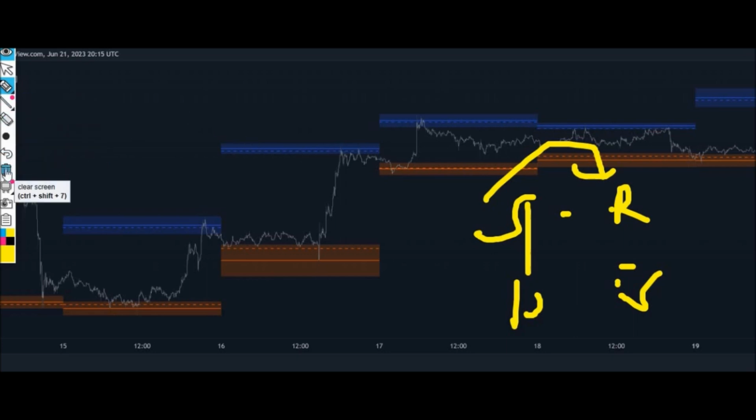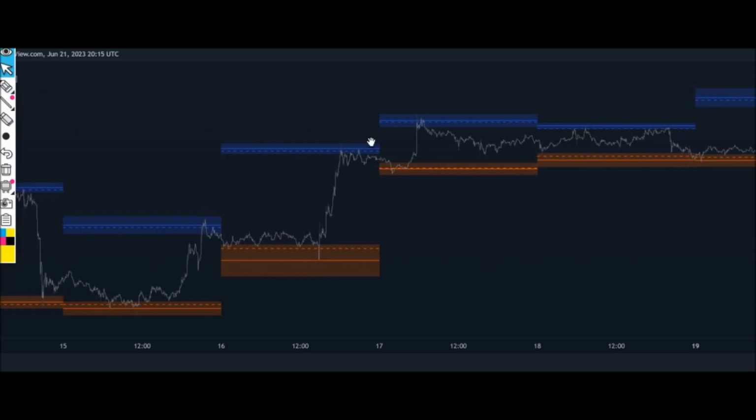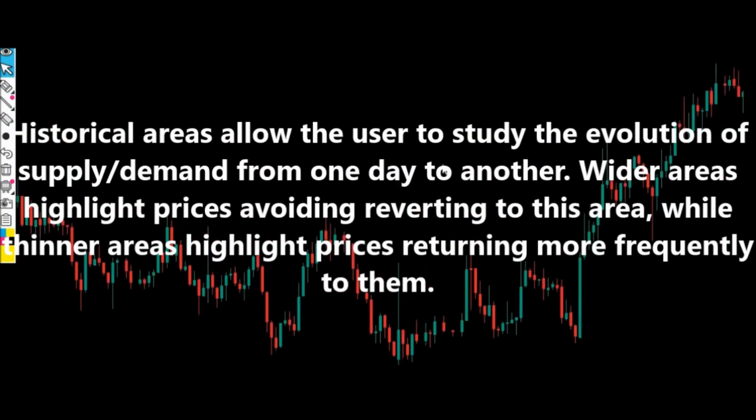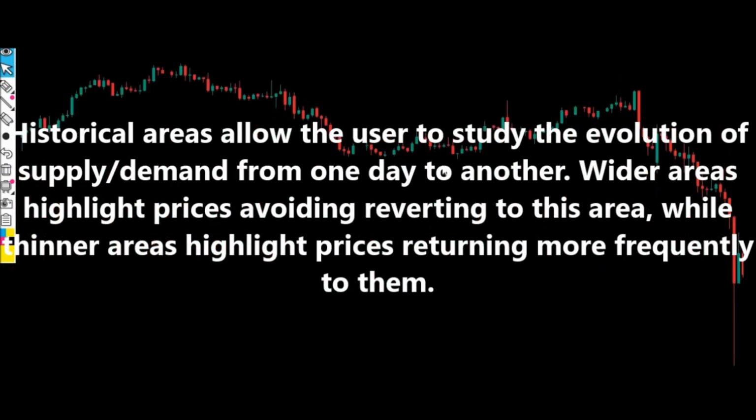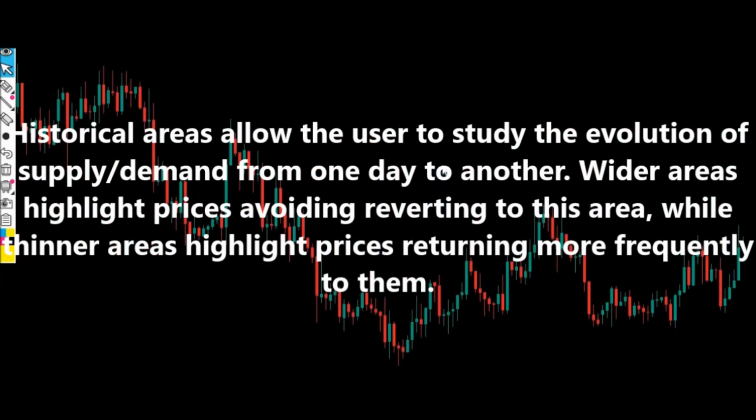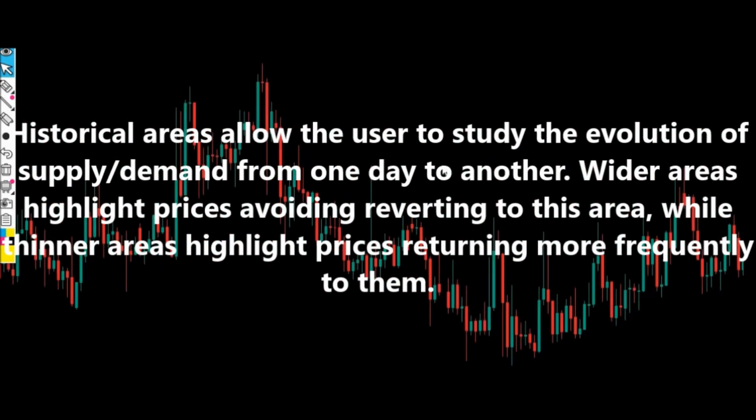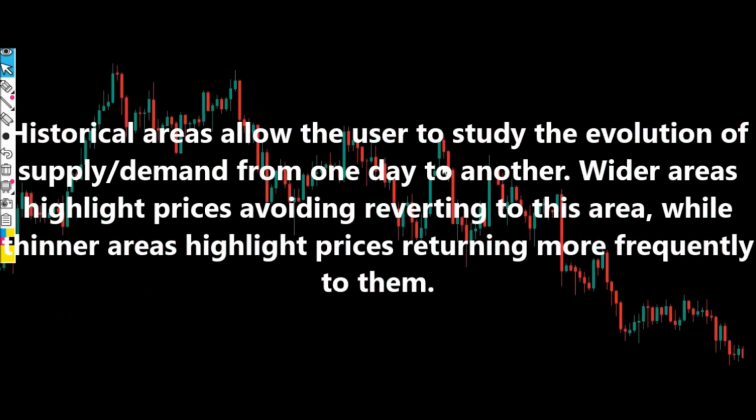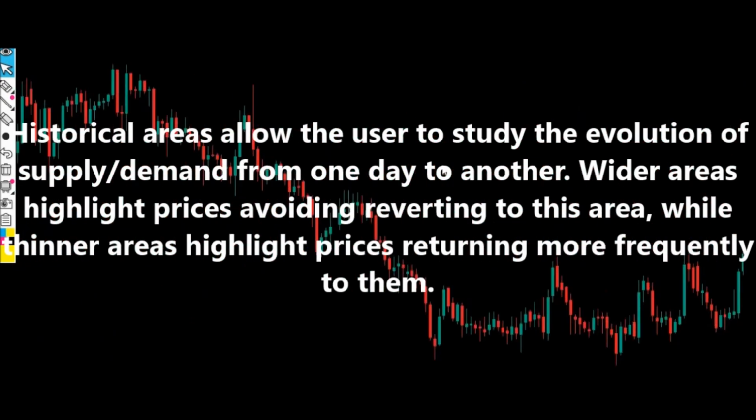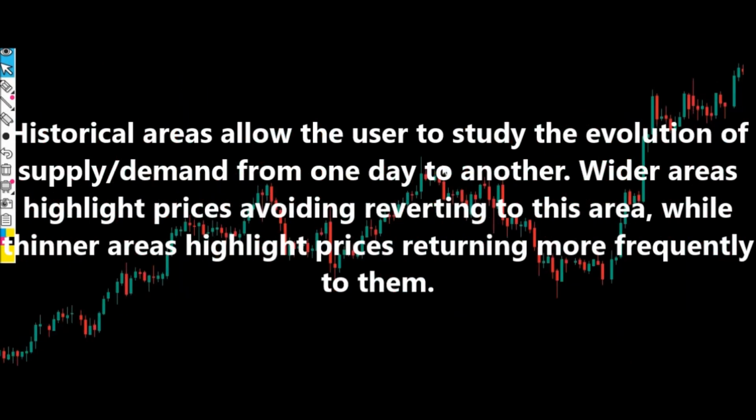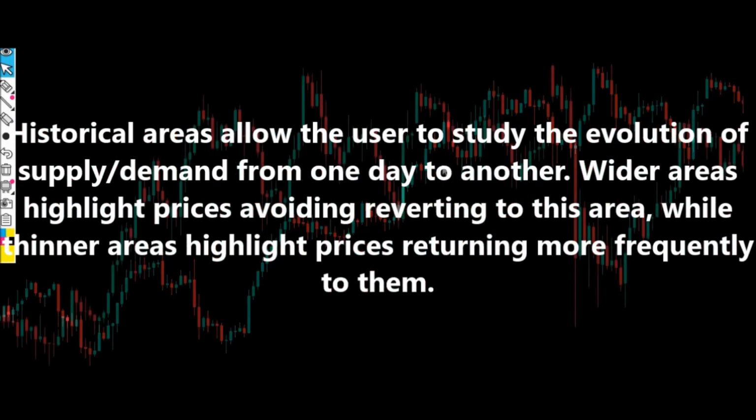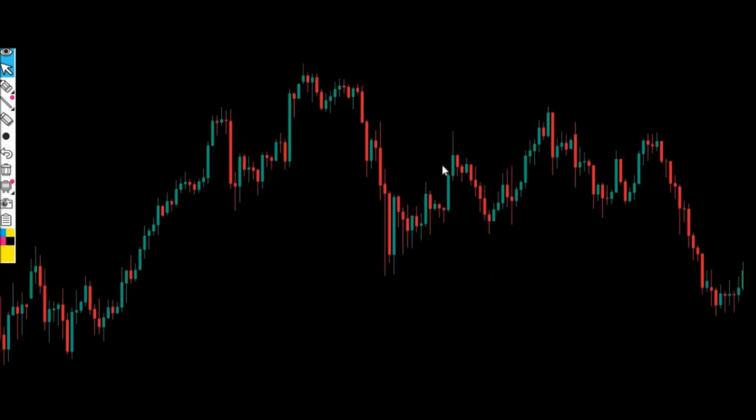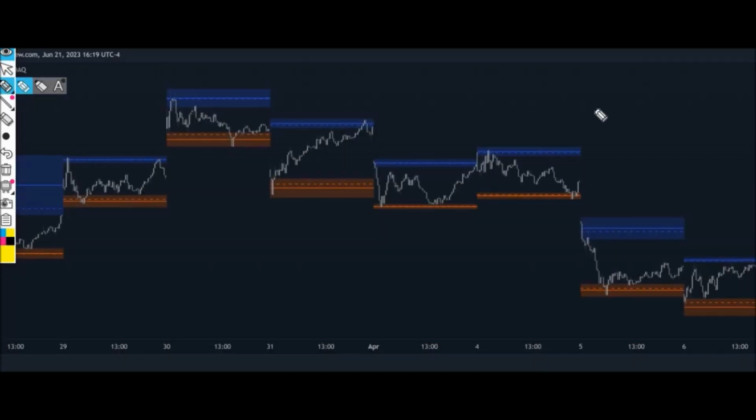So guys, I hope you've learned about our usage number one. Let's go to usage number two. You're supposed to know the historical areas allow users to study the evolution of supply and demand from one day to another. Wider areas highlight prices avoiding reverting to this area, while thinner areas highlight prices returning more frequently to them, just as you can see on my chart right here. So guys, this usage number two has really made us realize that we have wider areas and thinner areas.